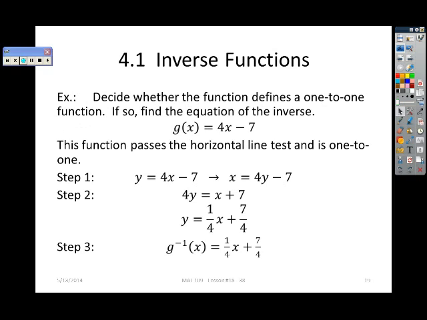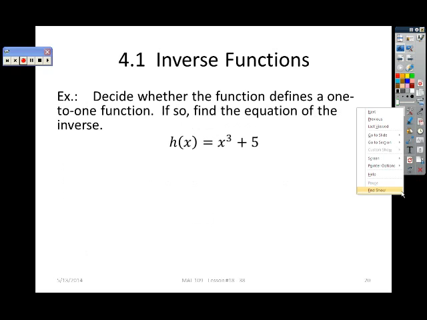So take your function, write y instead of g, write y instead of the function name, interchange the x and y. Solve that new equation for y, and then replace y with the inverse name. That's how you do it. Okay, so here's another one.